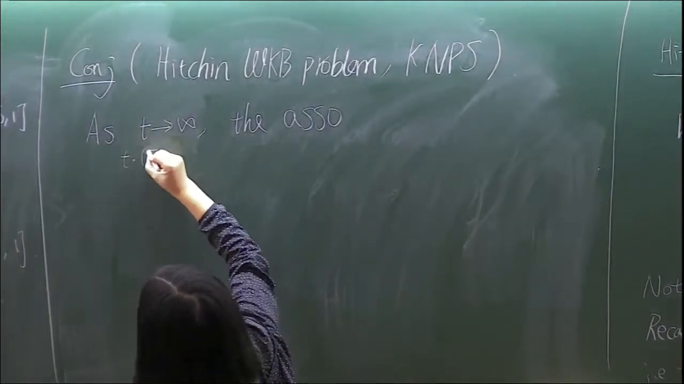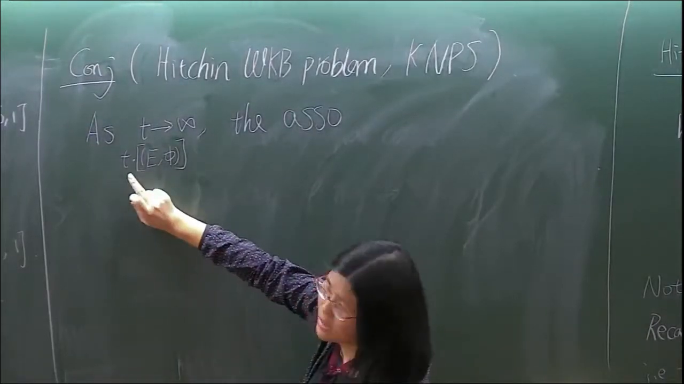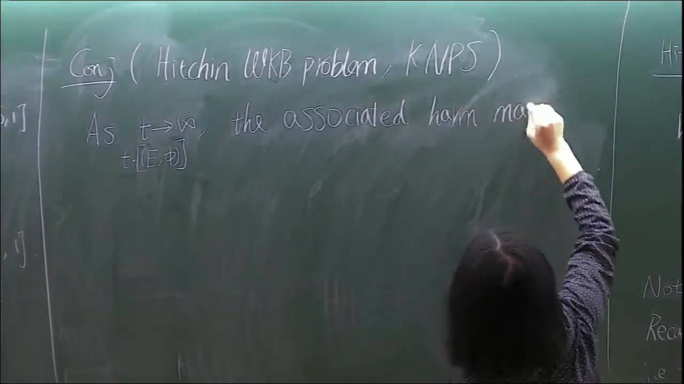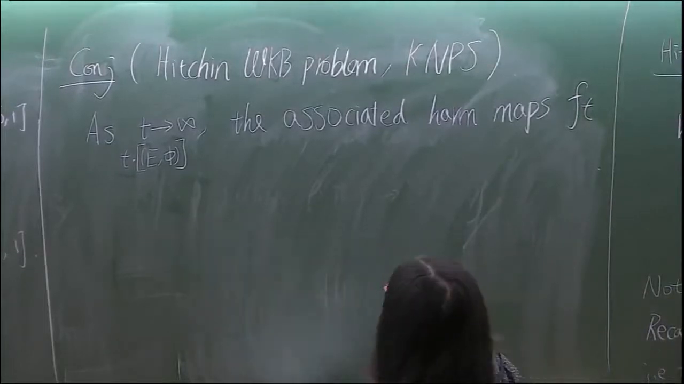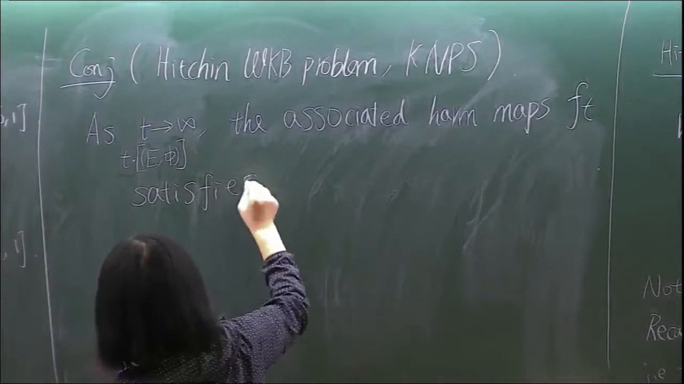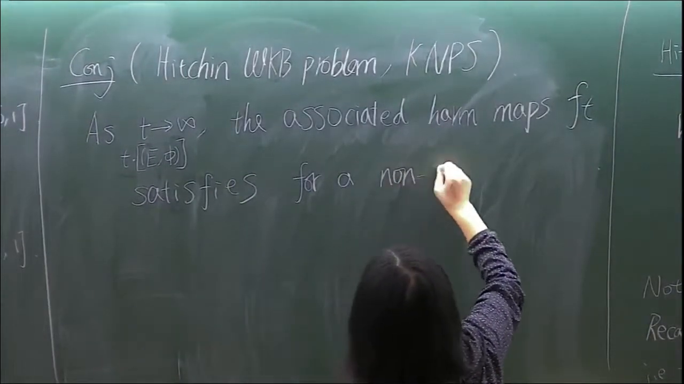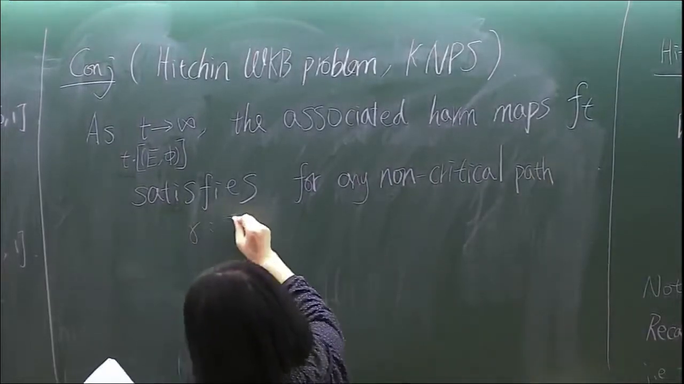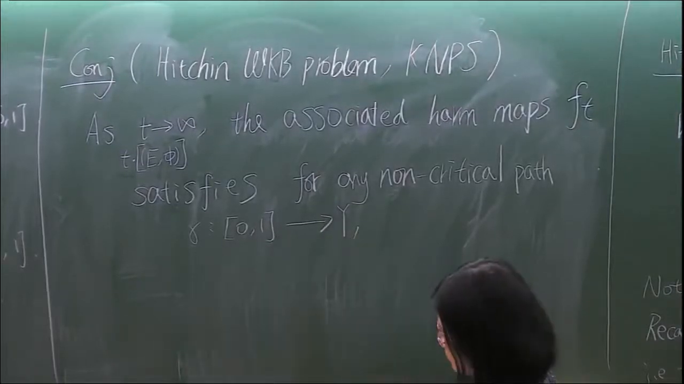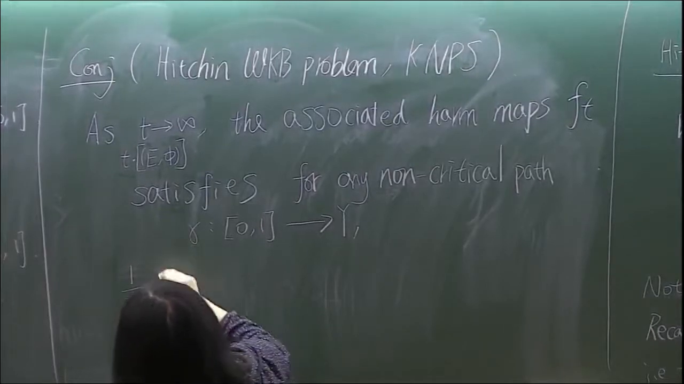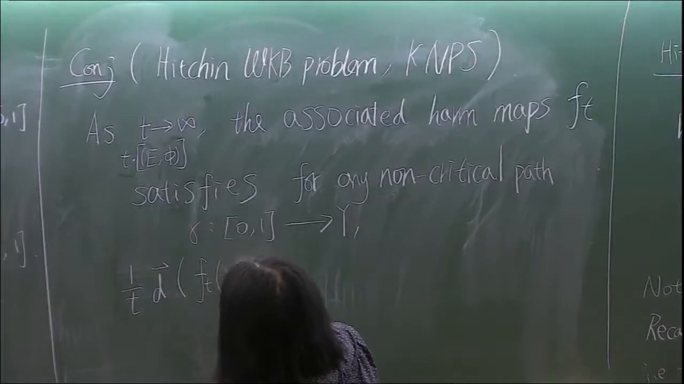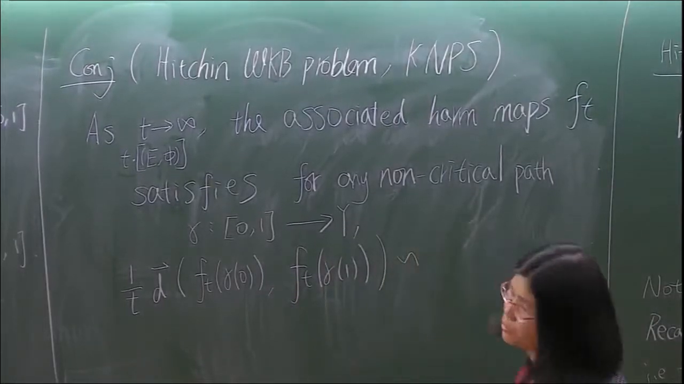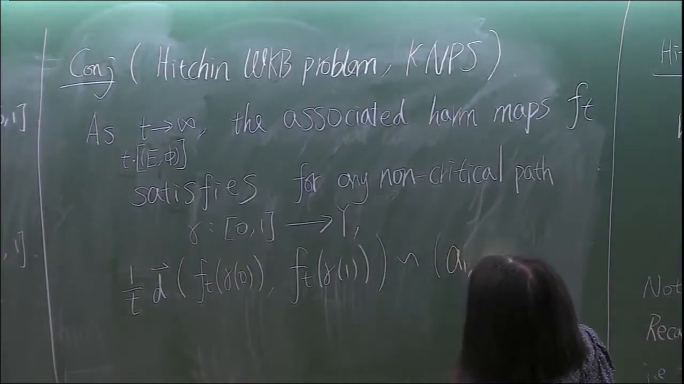the family for the Higgs bundle, for this family, t goes to infinity, we have corresponding harmonic maps, Ft, and it satisfies the following for a non-critical path. We say for any non-critical path, gamma, we have the vector distance between the image of gamma 0 under this Ft and gamma 1 under this Ft is approximately A1, A2 to AN.